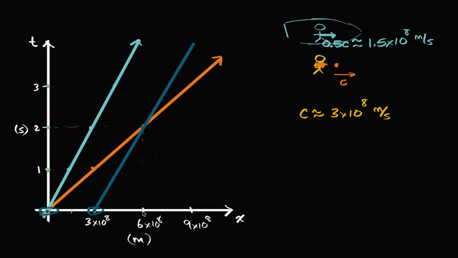But let's say that's not the only ship. Let's say there was another ship that at time equals 0 is 6 times 10 to the 8th meters away from me in the positive x direction. Well, where are they going to be after 2 seconds? Well, after 1 second, they're going to be 1.5 times 10 to the 8th meters further. Then after 2 seconds, they're going to be 3 times 10 to the 8th meters further. And then after 3 seconds, they're going to be 1.5 times 10 to the 8th meters further than that.